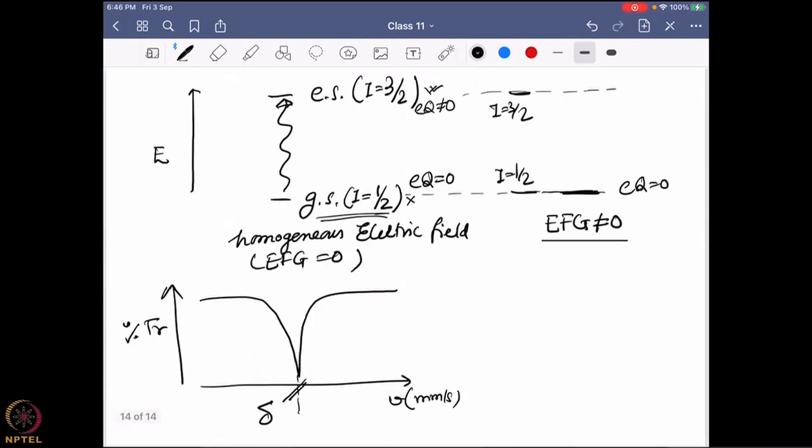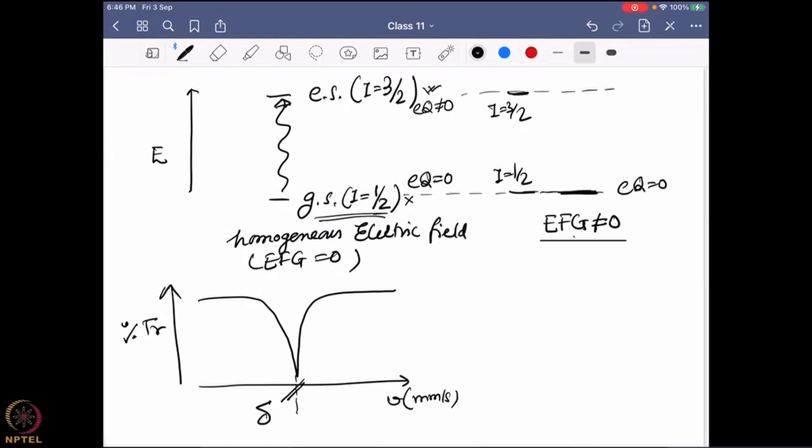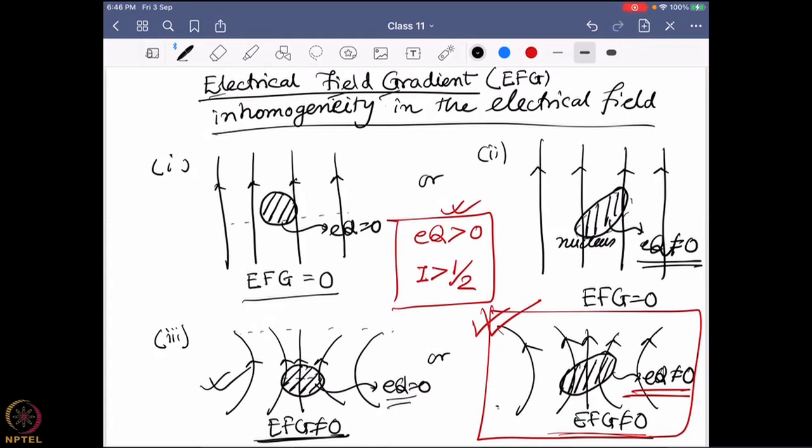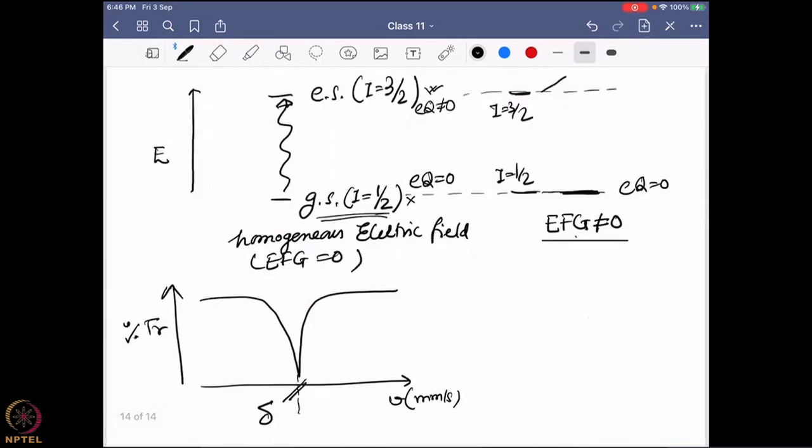However, I equal to 3 by 2 is I greater than half, so it is a non-spherical system, and you also have an electric field gradient present. So for the system I want to look into over here, what will happen? That will split up into two different states. One will be plus minus half, one will be plus minus 3 half. And what will be the difference? It is known as delta EQ, or quadrupolar splitting. This is known as quadrupolar splitting because that is generated from the quadrupolar moment.